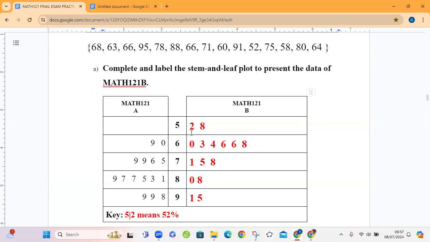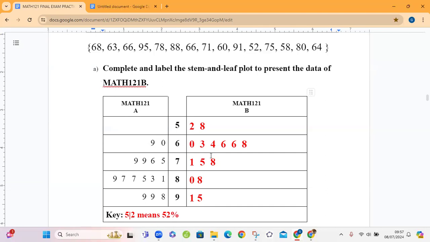So as you can see, the stems are from 5 to 9. And for a stem of 5, we've got a leaf of 2 and a leaf of 8. So we have 52 and 58. And then for stems of 6, we've got 60, 63, 64, two 66s, 61 and 62, and 68. 71, 75, and 78.